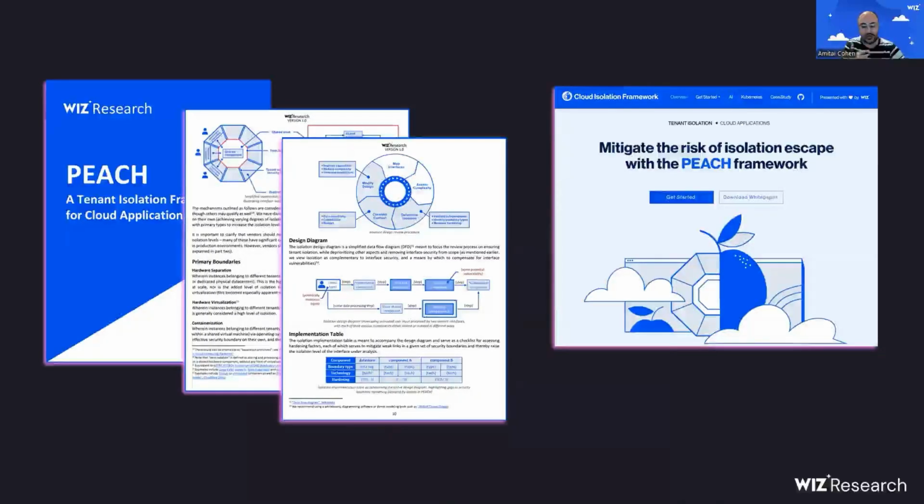So for example, I mentioned before tenant isolation. We devised a framework that we've called Peach that is meant to help you understand how to ensure tenant isolation in the cloud, whether you're a developer or a product manager or the consumer of these services, to let you know what sort of questions you should be asking your providers. And again, the goal here is to help others avoid the mistakes that we've identified in products over the years.